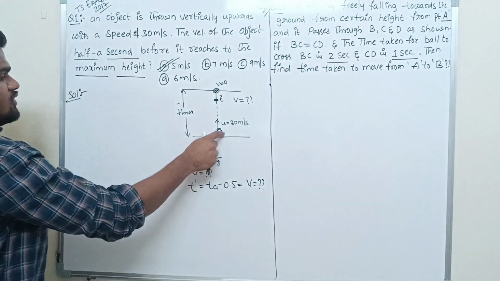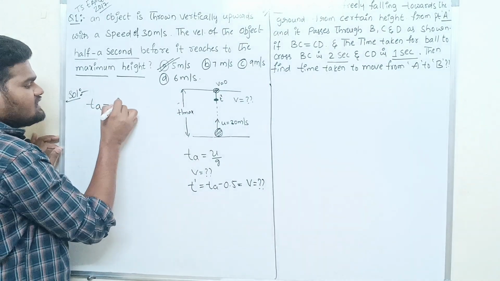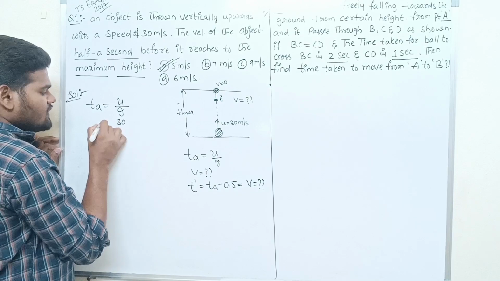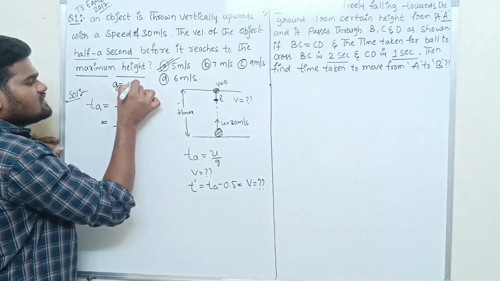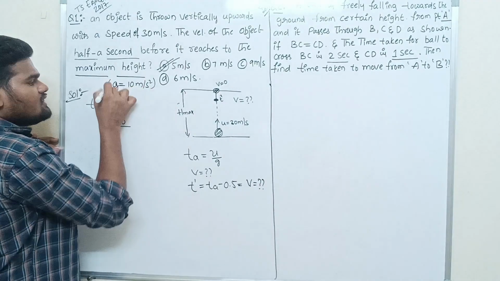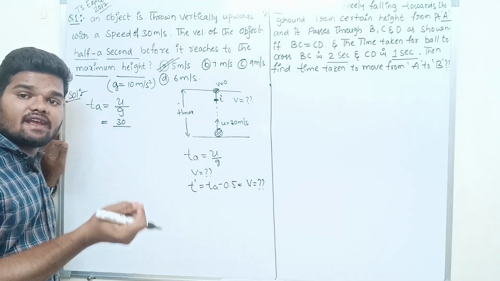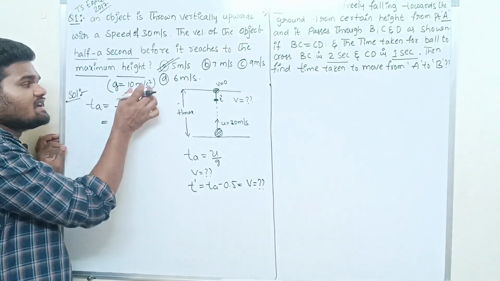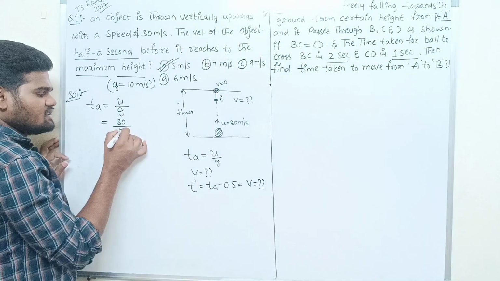Have a look. The total time taken by this object to reach the maximum height is called the time of ascent. That is U by G. What is the initial velocity? 30. And I'm taking acceleration due to gravity G equal to 10 meter per second square. Actually it is 9.8 meter per second square, which is nearly equal to 10, so I'm just taking 10 meter per second square.